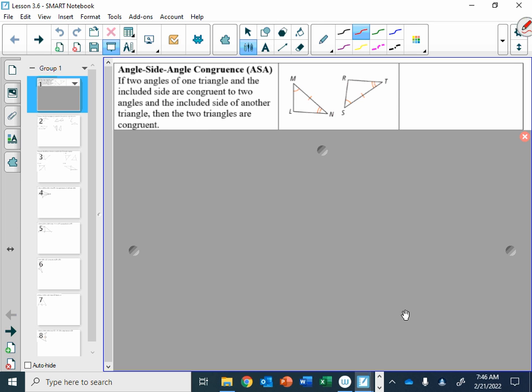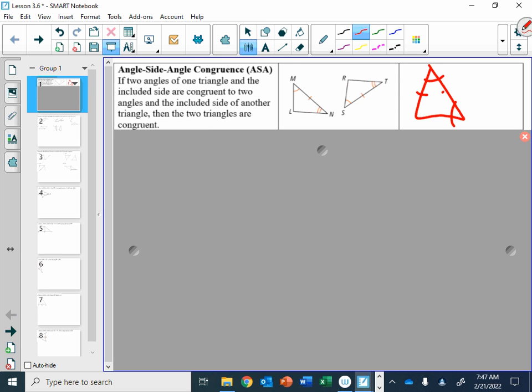Remember we called that the included side. So if 2 angles and the included side, the side in between the 2 angles, in one triangle are congruent to 2 angles and the included side of another triangle, then I can say the 2 triangles are congruent by angle, side, angle. So for side, angle, side, the angle must be in between the sides. For angle, side, angle, the side must be in between the angles. For example, don't draw this, but if I had angle, angle, and a side that is not in between those 2 angles, just because I have 2 angles and a side doesn't mean it's angle, side, angle.